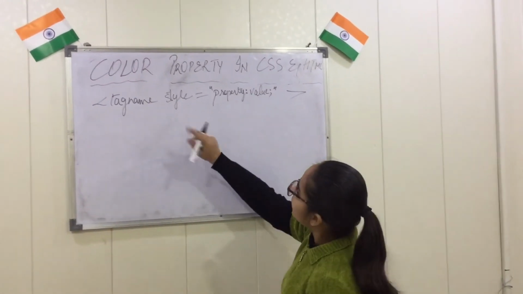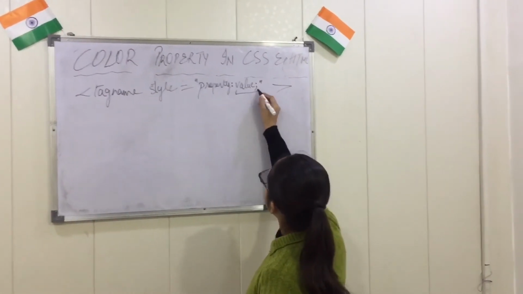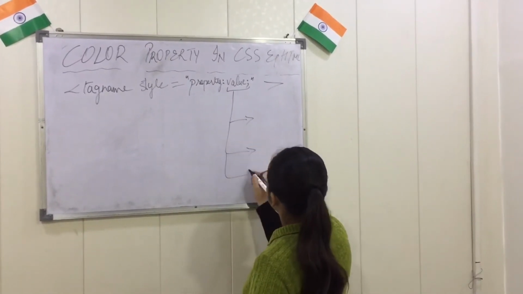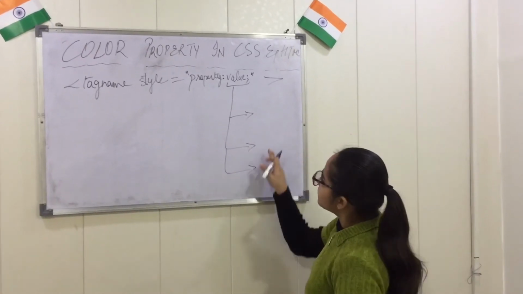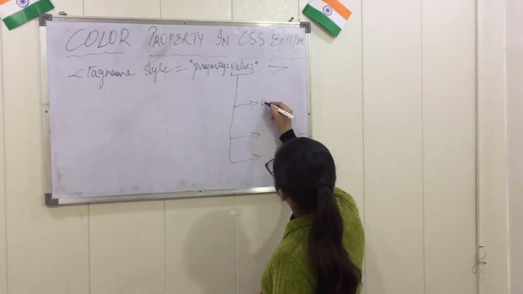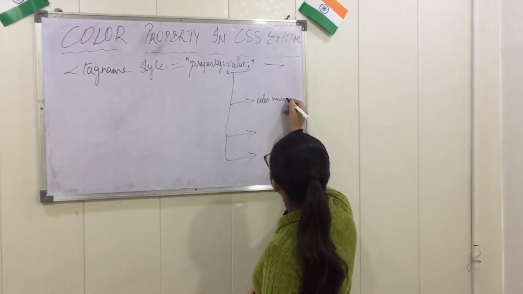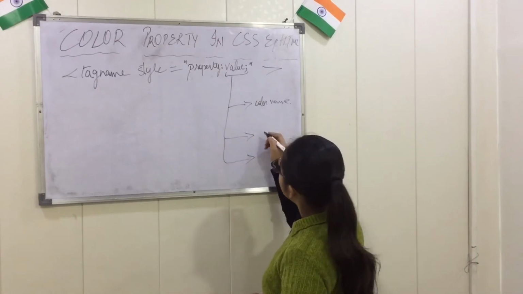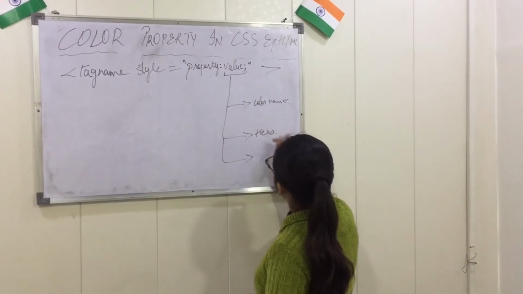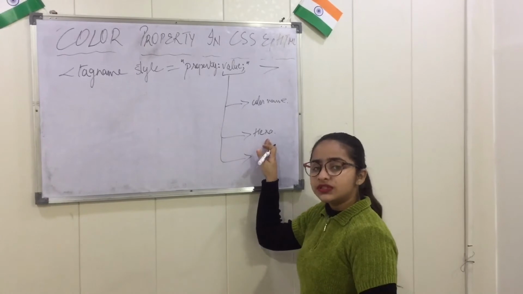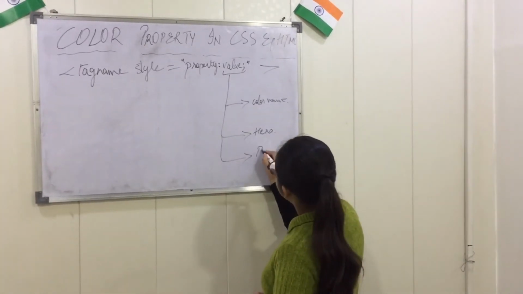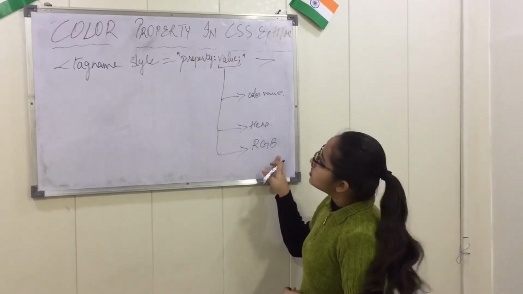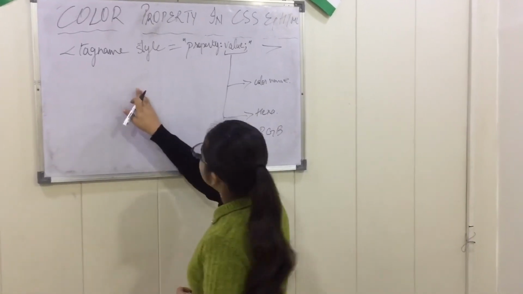So we are talking about the color property. The value can be given in three types. First of all, color name, for example red, blue, green, which we can write directly. The next would be hexa, which is hexadecimal and includes 6 digits. And after that RGB, which stands for red, green and blue color. So we are using these properties here.